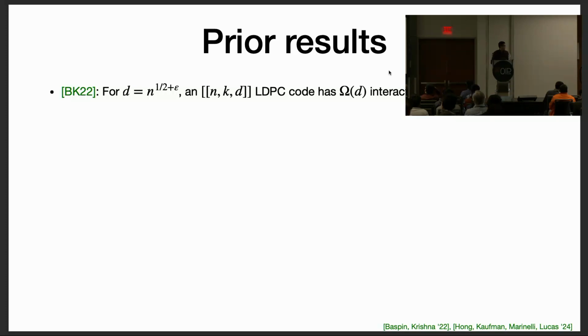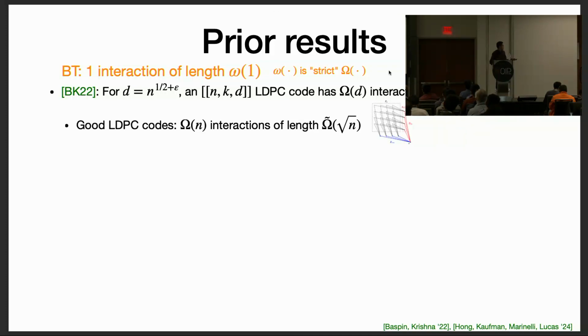Okay. Just to compare, you can think of this as a generalization of the Bravyi-Terhal bound. The BT bound says that if you're above the BT bound, you need at least one long interaction. You can't be entirely local. And this result is saying you don't just need one non-local interaction, but you need many long interactions, where many is given by omega of D, and long is given by omega of D over root n.